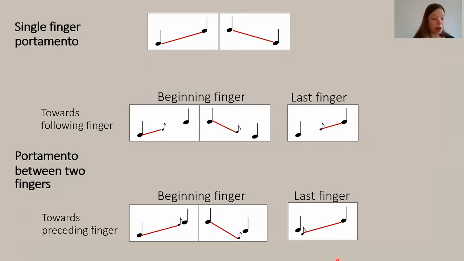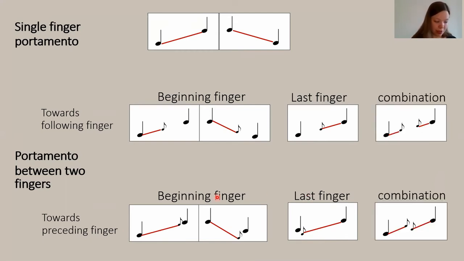Here is a simplified graphic of these four types most often used by Ysaÿe, configurations used by him in this piece. So we have a single finger portamento, and then portamento with a following finger. In the beginning finger option, he plays it up and down, and in the last finger option he doesn't play. I didn't find an example of the descending portamento, and the preceding finger portamentos look like this.